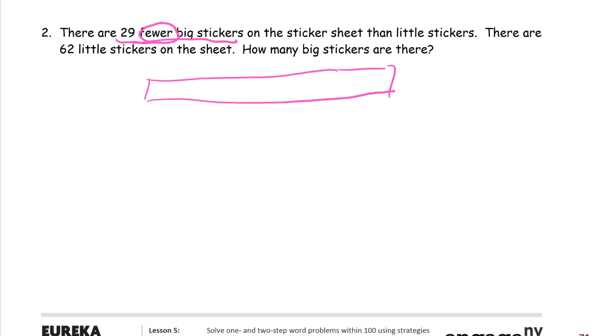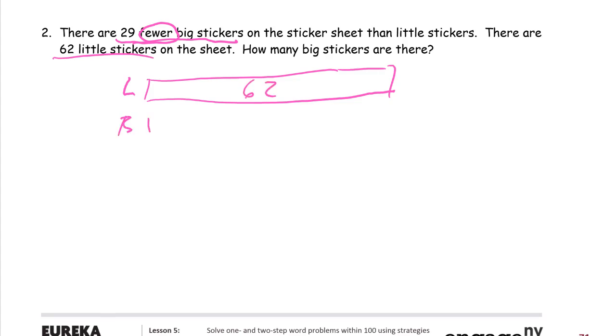Number 2. There are 29 fewer big stickers on the sticker sheet than little stickers. There are 69 little stickers on the sheet. How many big stickers are there? So, if we're going to draw a math picture, we could draw a tape diagram for this too. So we have big stickers and little stickers on a sheet and probably in like a sticker album maybe. There's fewer big stickers. So this is going to have to be, the little stickers are going to be the bigger piece of tape. And we know that there's 62 of them.